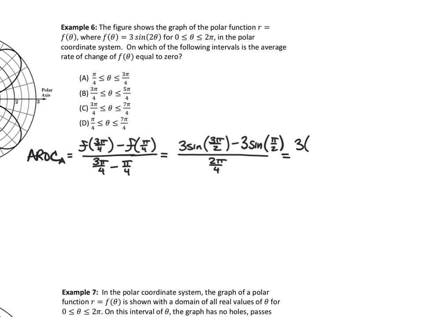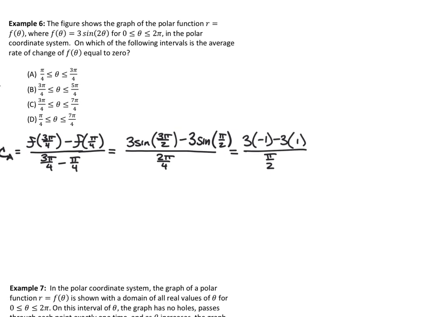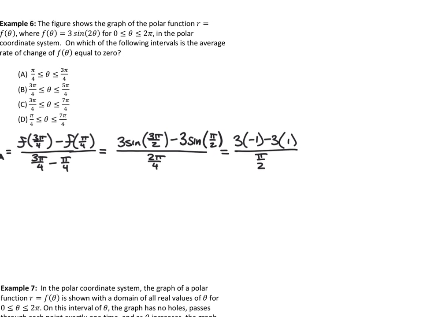Oh gosh, guys, we got to get that unit circle. These are all non-calculator portions of this test. That's -1 minus 3 times the sine of 1/2. The sine of 1/2 is 1 all over pi over 2. Three times -1 is -3 minus 3 times 1, which is 3.